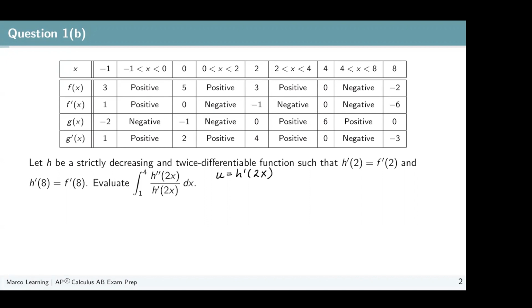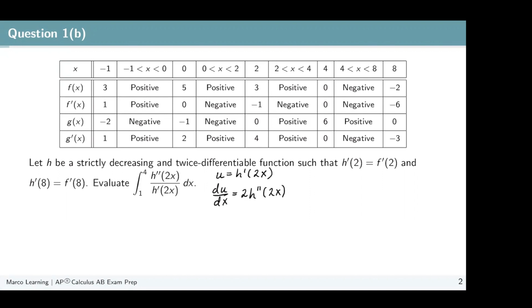Now we need an equation that relates dx and du. So we're going to take the derivative of both sides here with respect to x. The derivative of u with respect to x is du dx. And the derivative of h prime of 2x with respect to x is h double prime of 2x times 2.